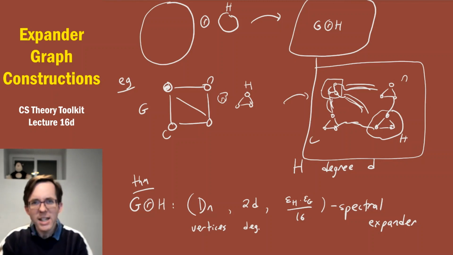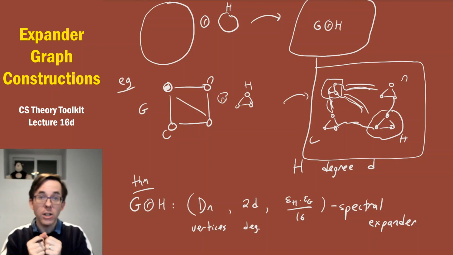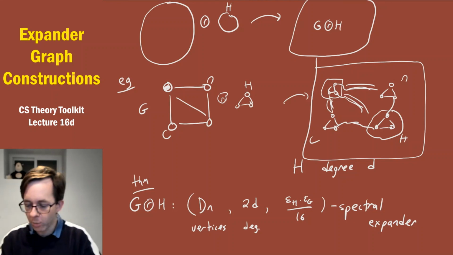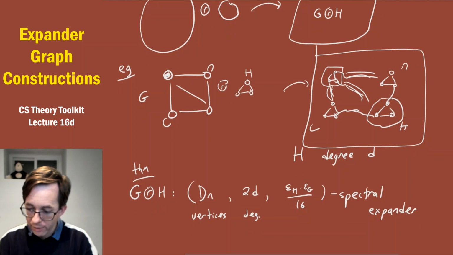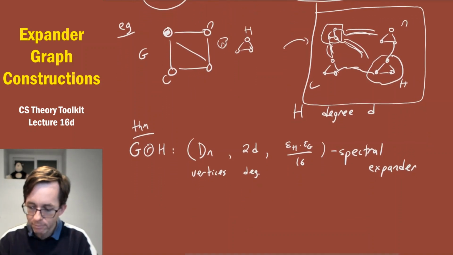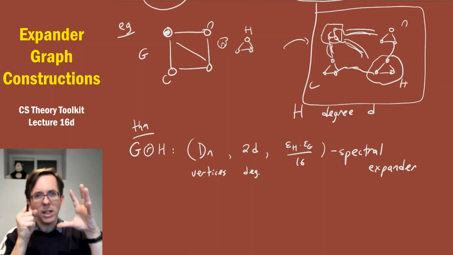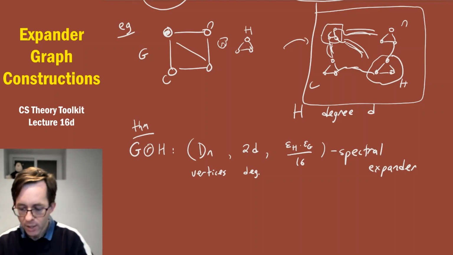And the idea is that G is an expander, so it's well-connected, and H is also an expander, so it's well-connected, and you put them together in this way, and it should also be pretty well connected. So this is a way of taking 2 smaller graphs, where G is pretty big and H is a constant size, and making a bigger graph. So what happened here?